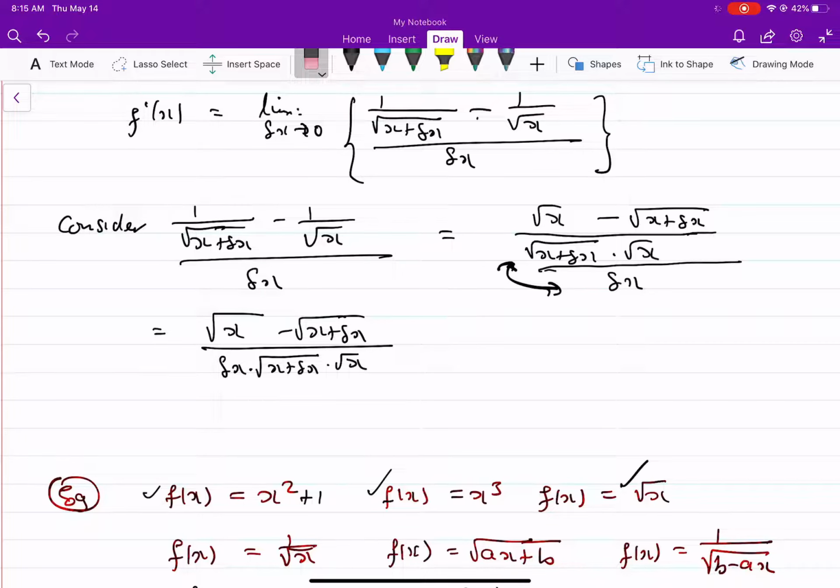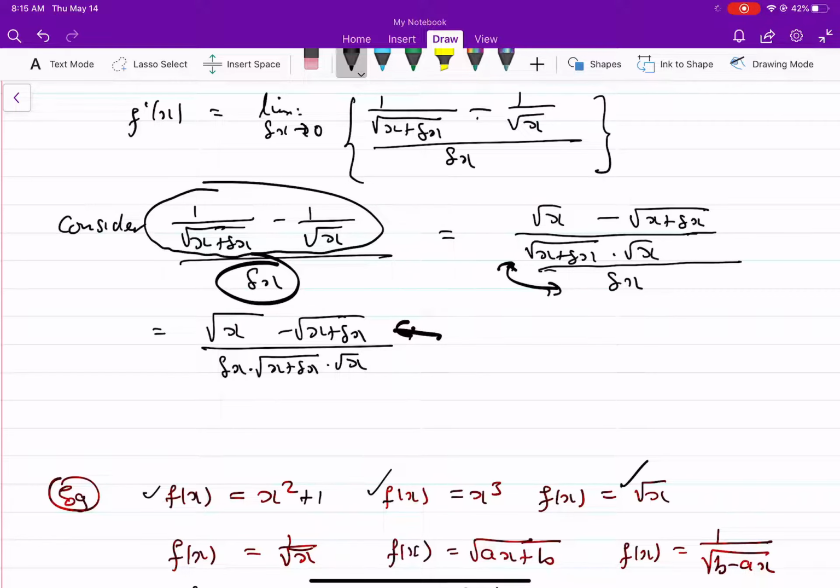Another way we could have thought of that is to multiply both numerator and denominator by root of x plus delta x times root x. You would have ended up exactly there. Exactly here.